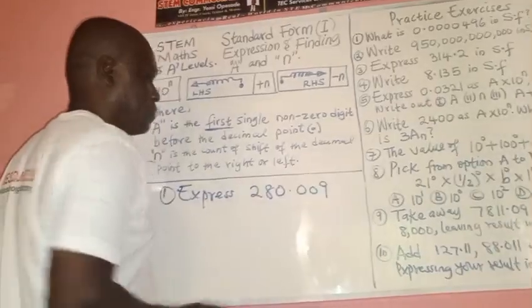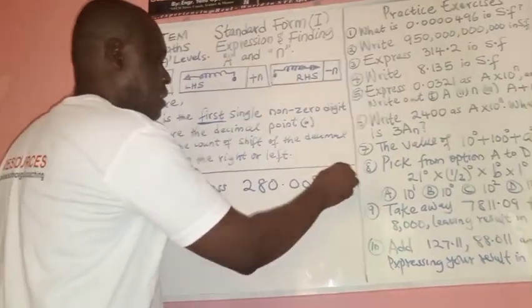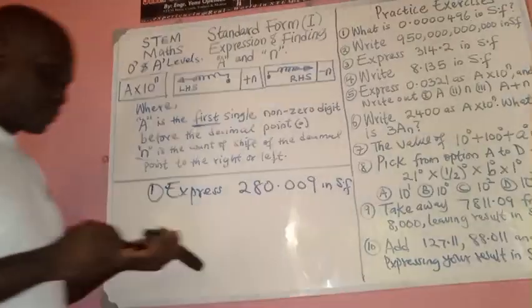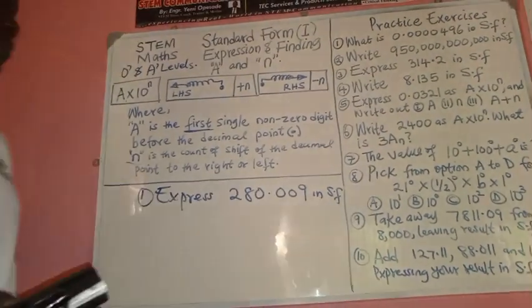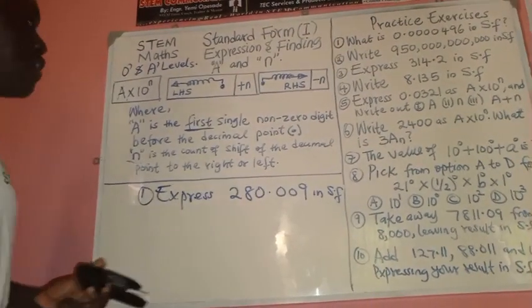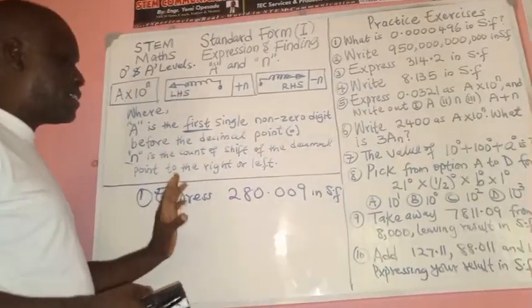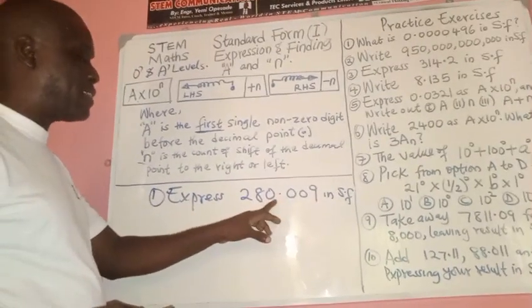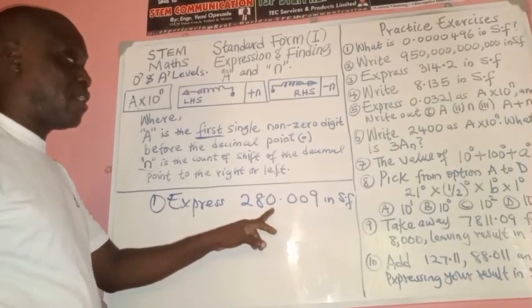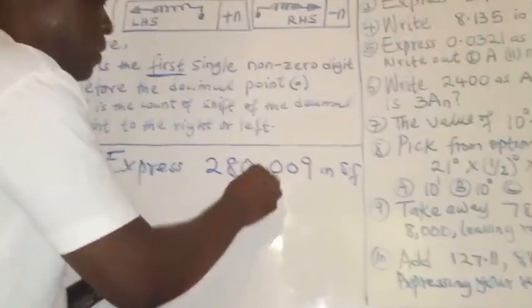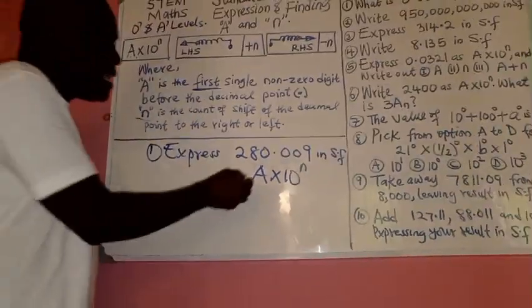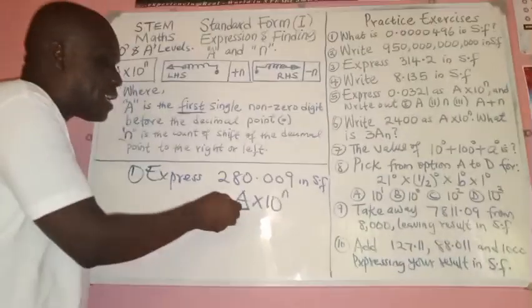280.009 in standard form. Express this in standard form. Again, if you look at this, before the decimal point we have 3 digits: 1, 2, 3. But in standard form, it should be a times 10 raised to the power n.